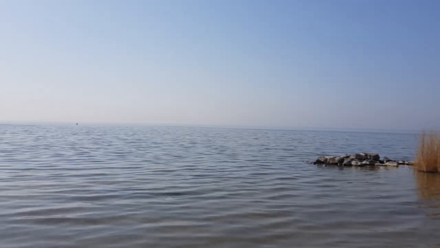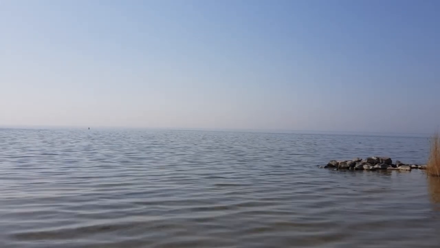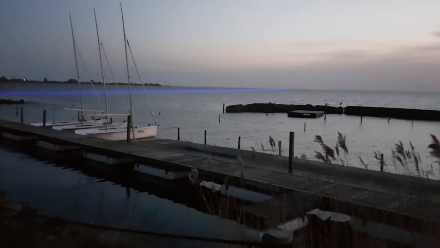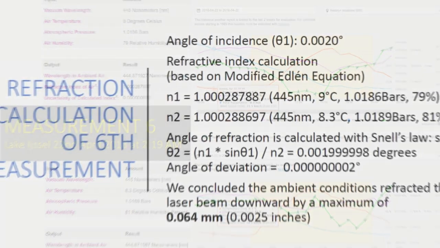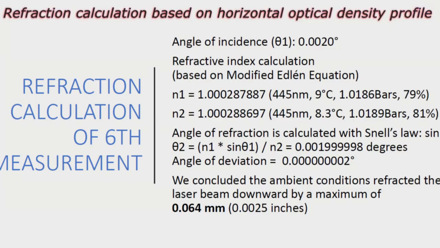FECORE examined the effects of refraction through the gradients in the air by adjusting the beam vertically. It was concluded that with the present ambient conditions at measurement 6, the beam was refracted downward by a maximum of 0.064 millimeters. We were shooting the laser 40 kilometers across the lake.